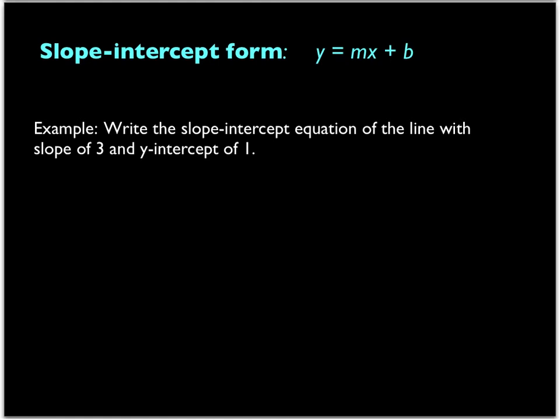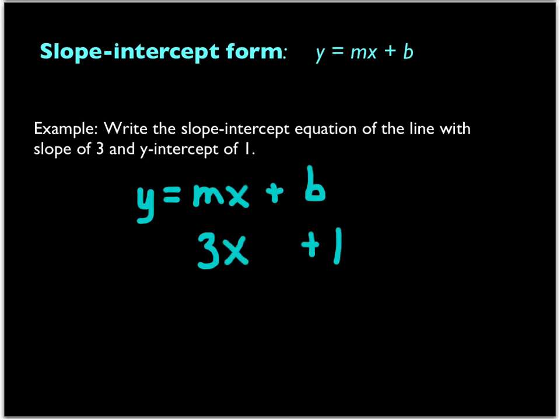So if we take a look at this first example, write the slope-intercept equation of the line with slope 3 and y-intercept 1. Well, here's my general form, y equals mx plus b. In this case, it's a pretty easy one. They tell me the slope is 3, that goes in place of m. The y-intercept is 1, that goes in place of b. So here's all I have to do. And we'll have questions like this on a quiz and test, so you should be able to do pretty well on that, I would think.